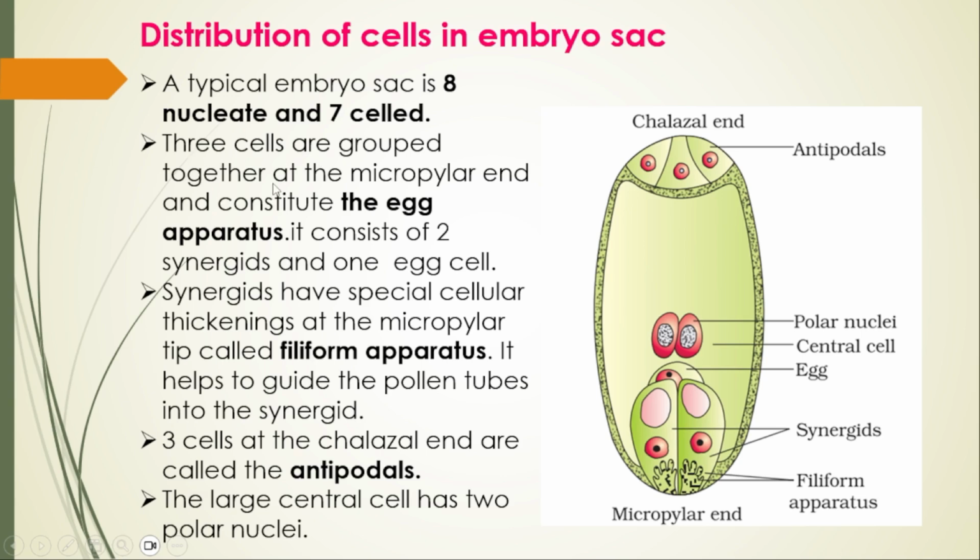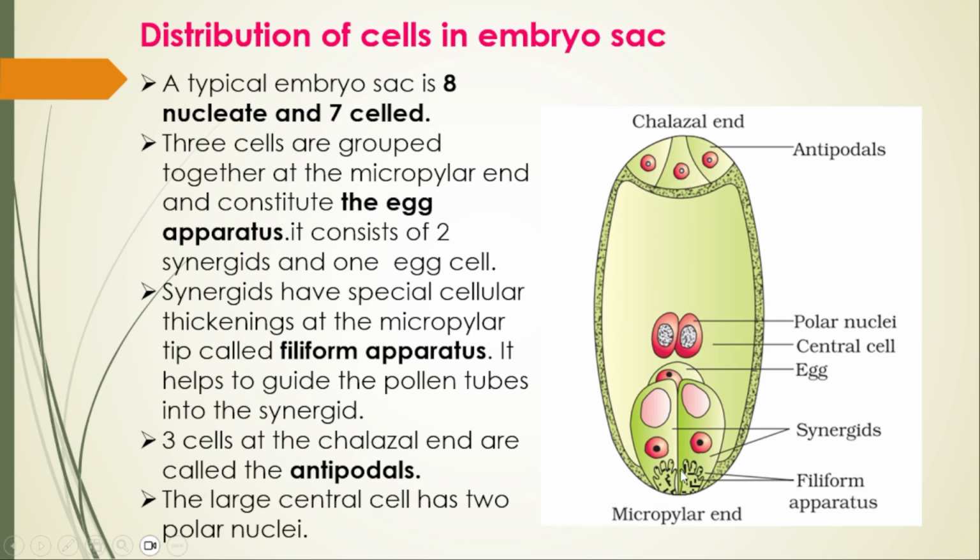3 cells are grouped together at the micropyle end and constitute the egg apparatus. This consists of 2 synergids and 1 egg cell. So this is called what? Egg apparatus, where the egg is there and then synergids. These are the 2 synergids and this one is 1 egg cell, the female gamete. Okay, we found the female gamete now, right? And this is the large one, the central cell, which has the 2 polar nuclei, and here at the chalazal end there will be 3 antipodals.